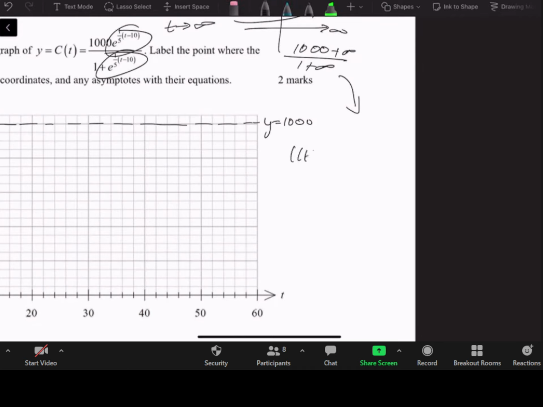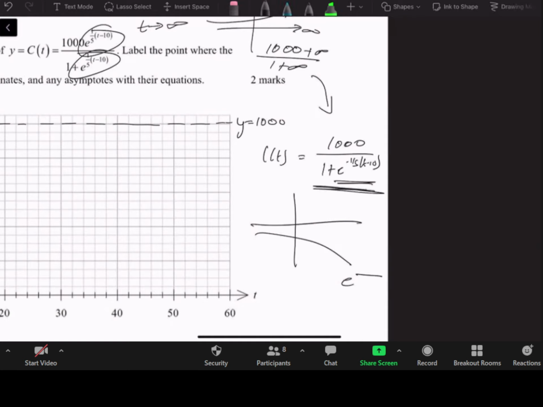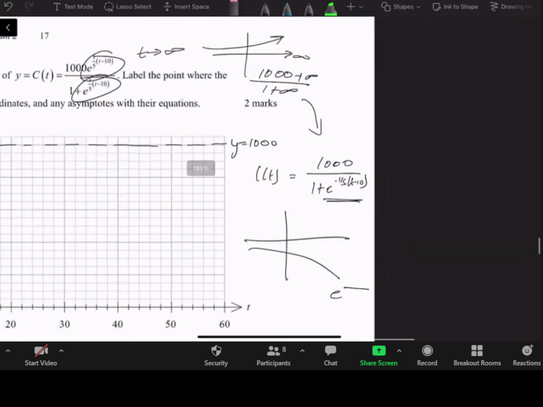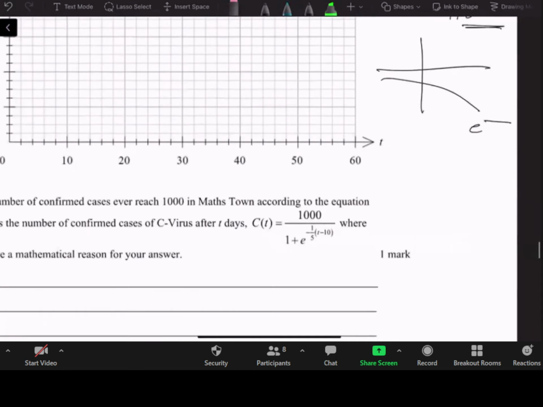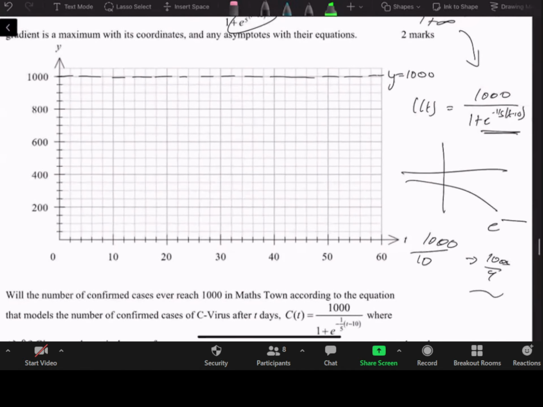So C(t) was originally 1,000 on 1 plus e to the negative 1/5 t minus 10. This time this equation looks like this. So this is e to the power, and this would go to negative infinity. If e to the power of blah goes to negative infinity, then the exponential goes to 0, but not 0. So you're dividing 1,000 by numbers that get closer and closer to 1. For example, 1,000 divided by 10, 1,000 divided by 9, and so on. The lower the number you get, the closer you get to 1,000.